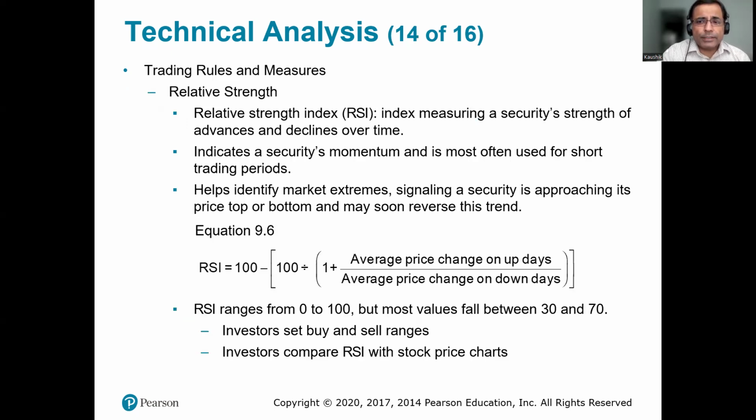The relative strength index measures the strength of advances and declines over time. The index has a value between 0 and 100, and in most cases, the values fall between 30 and 70. If it goes below 30, then it is an opportunity to sell. And if it goes above 70, then it's an opportunity to buy, and we can expect prices to increase further.